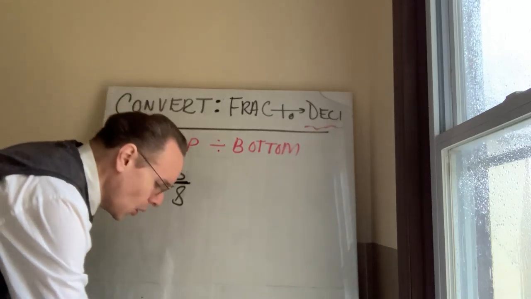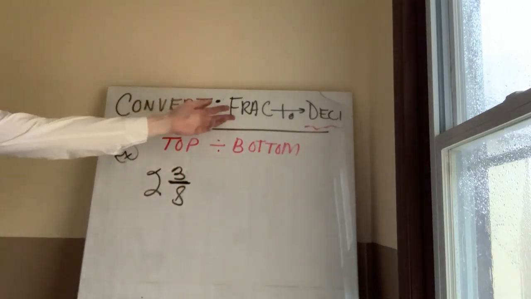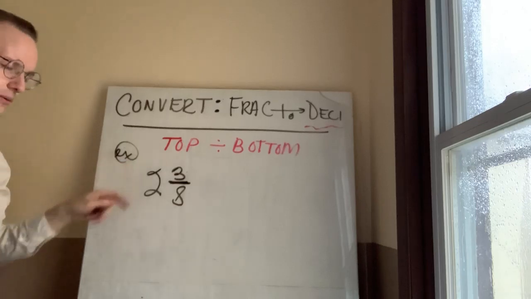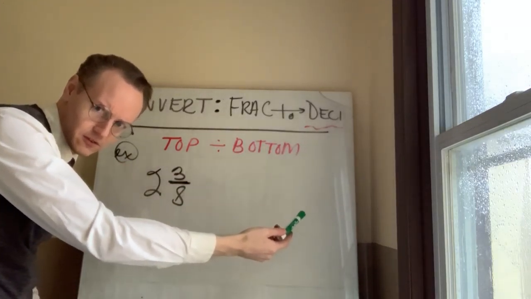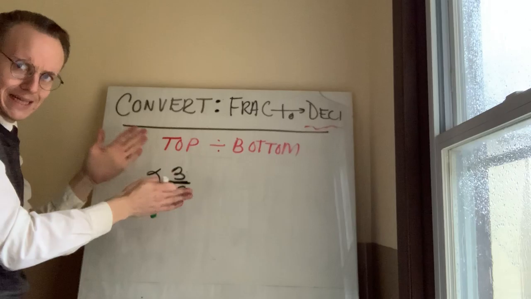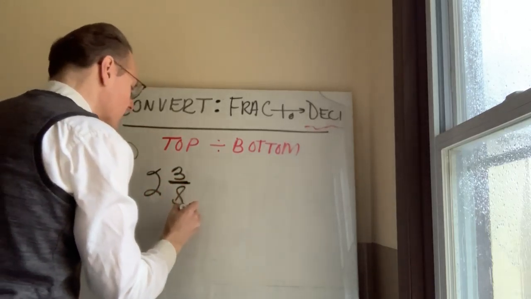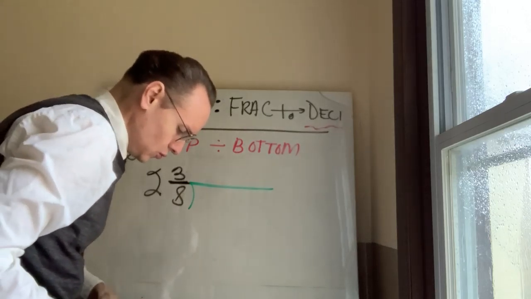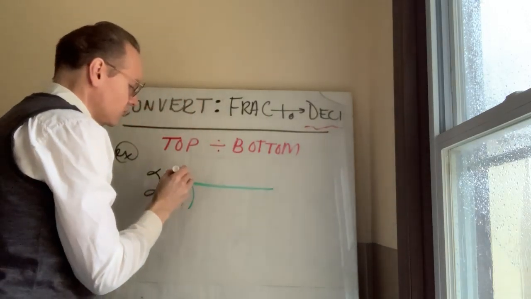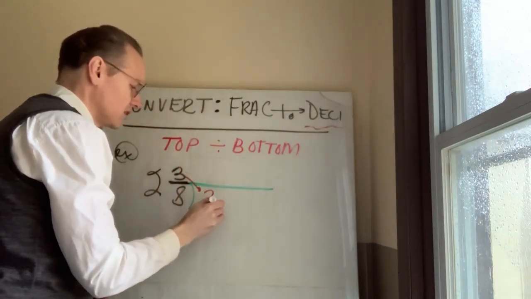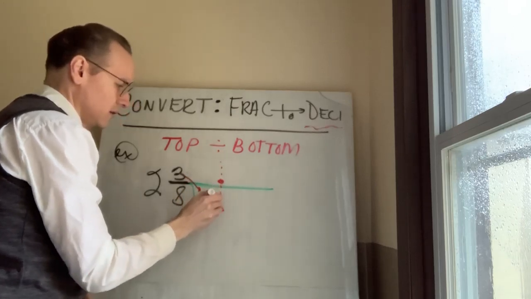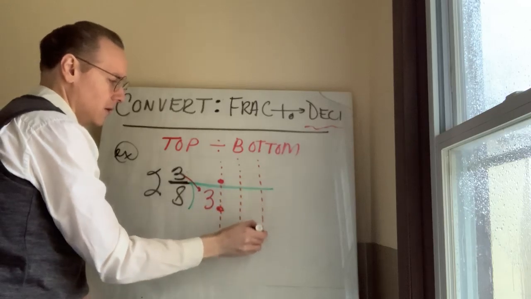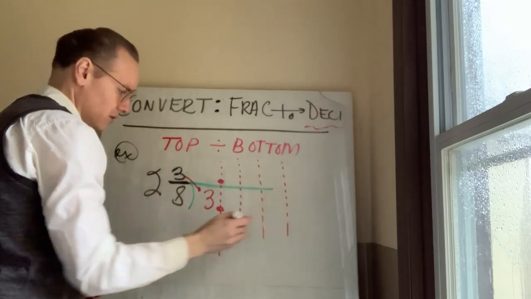So when you're dealing with a mixed number, this isn't so much a fraction as it is a mixed number because it has the big two here, right? I would still do the same process, right? Don't involve the two if you don't need it, all right? Just draw the division box adjacent, right? Drop this three in here, put a decimal point, and ideally on graph paper, just to make it easy to work.